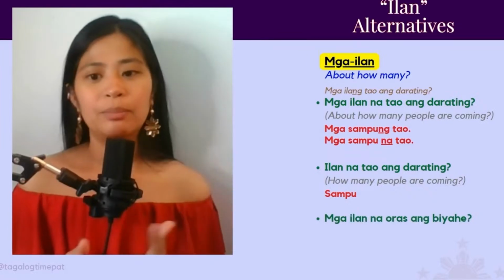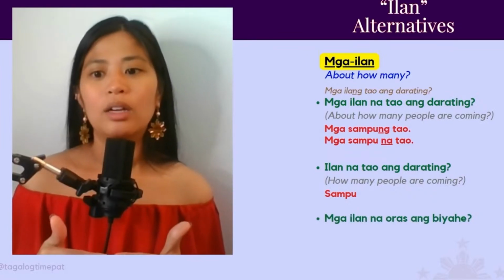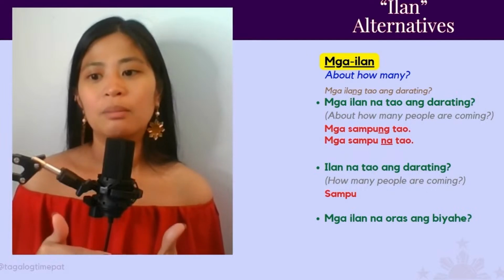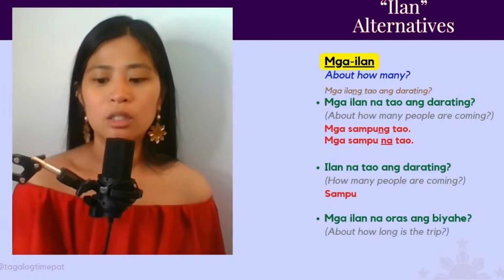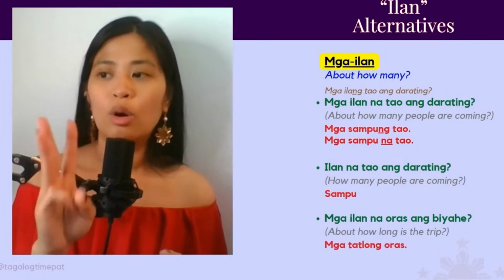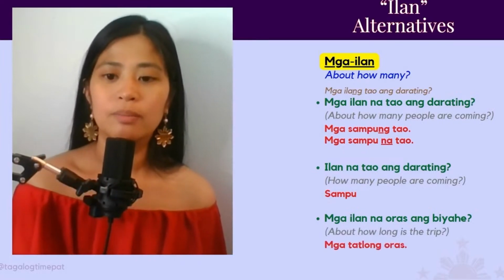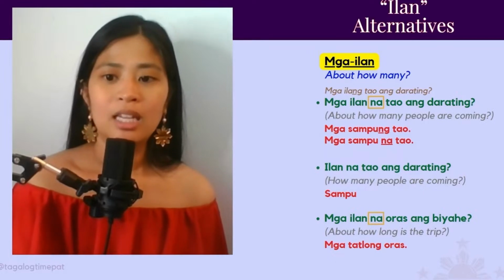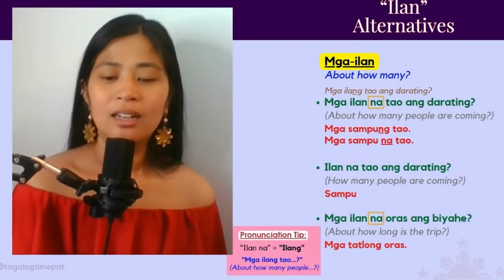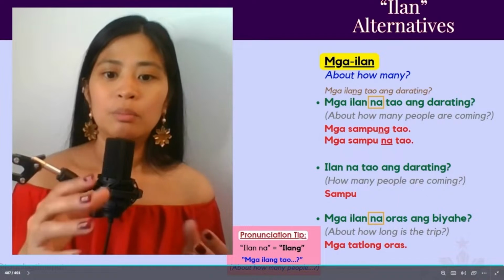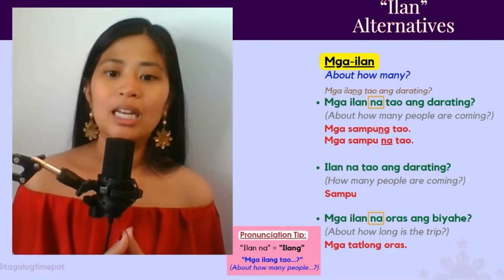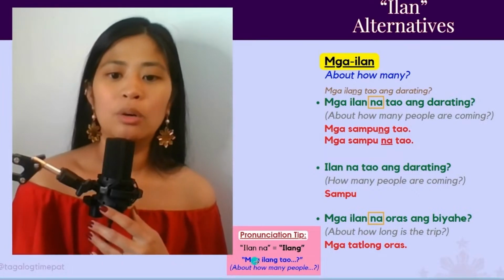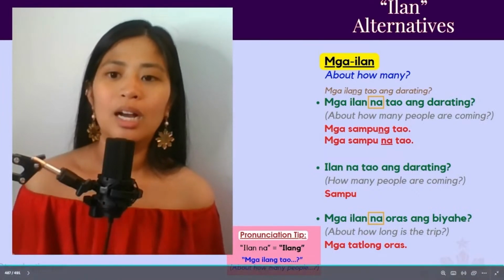And then just another example of mga ilan na oras ang biyahe. Mga ilang oras ang biyahe. About how long is the trip? Mga 3 oras. It's about 3 hours. Mga 3 oras. So there is the na again, and then you can put it together so that it's just ilang. So mga ilang oras ang biyahe or mga ilang tao ang darating.